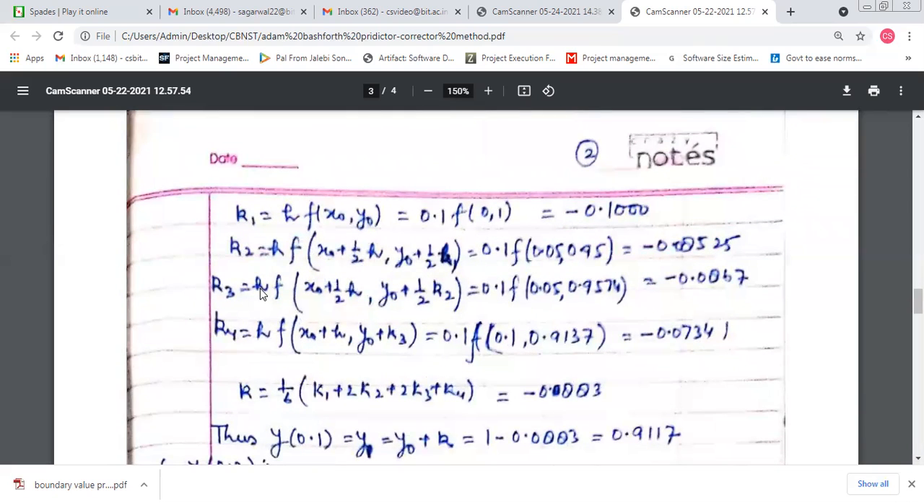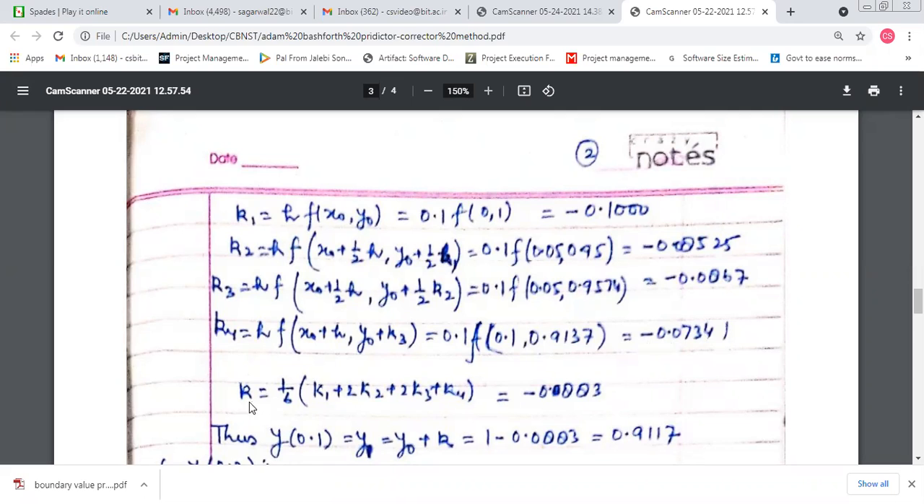Similarly, k3 will be found by h into f(x0 plus 1 by 2 h, y0 plus 1 by 2 k2). So with this value, we will be finding 0.1 into f(0.05, 0.9547). So we will get minus 0.0867. And then k4 is obtained by taking h into f(x0 plus h, y0 plus k3). So by this, we will get the k4 value equal to minus 0.07341.